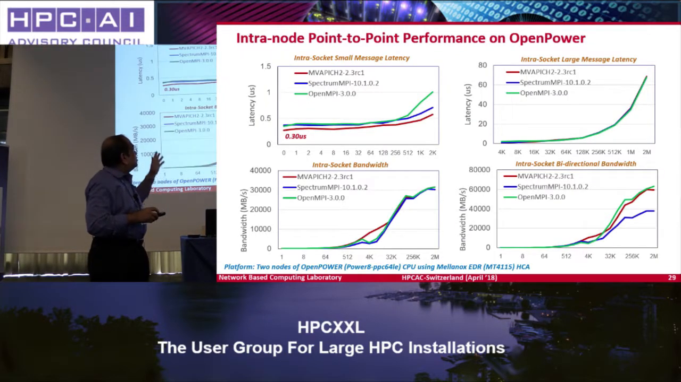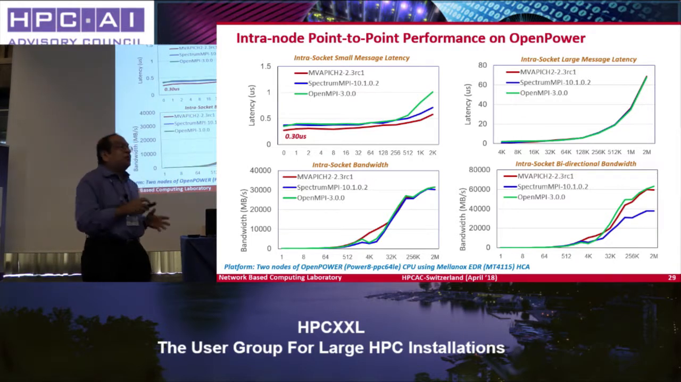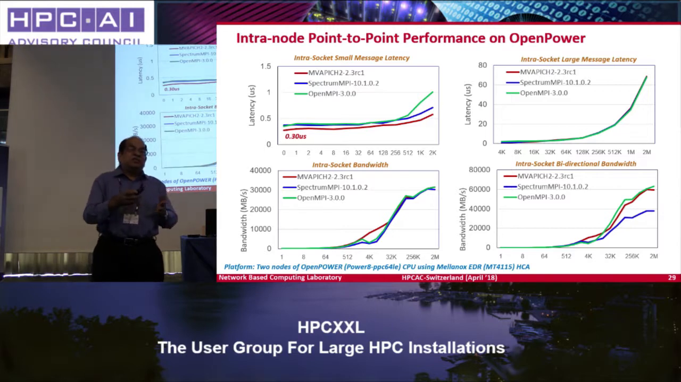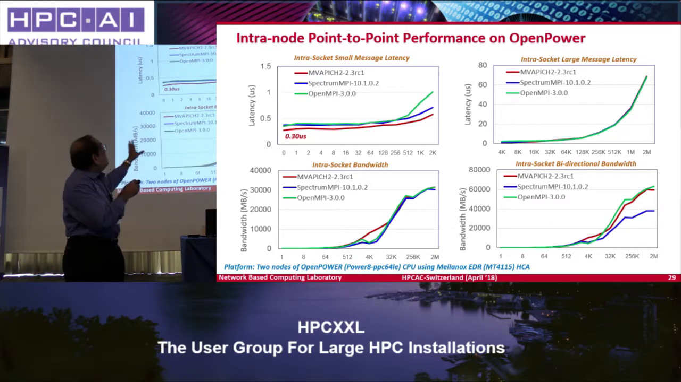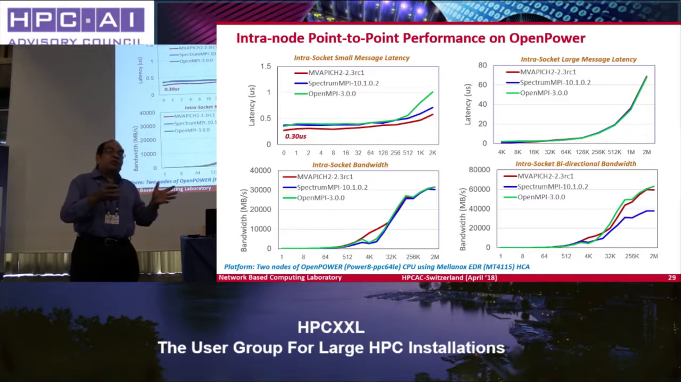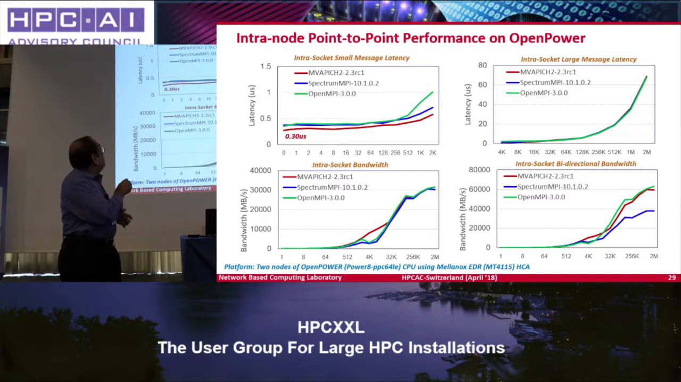These are some of the new things we have done, especially on OpenPOWER. That is the new platform which is coming. Here we are comparing the intra-node point-to-point. OpenPOWER has a lot of cores and a lot of threads, so we have been continuously optimizing. Here you see 300 nanoseconds. We can do MPI communication between two cores, and intra-socket has a similar latency. This is the large message latency, bandwidth, and bidirectional bandwidth.